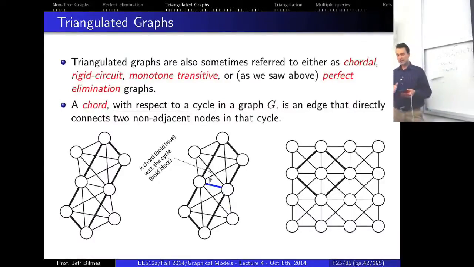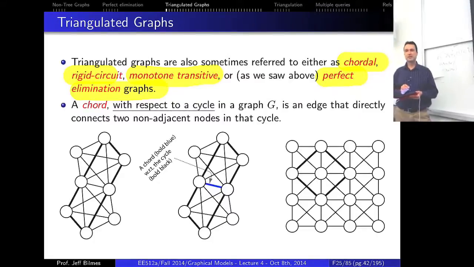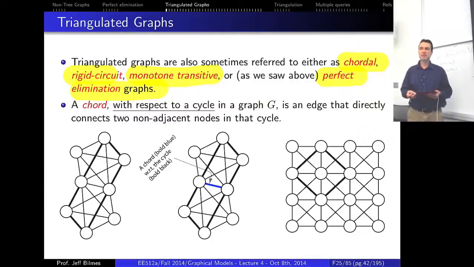Okay, so the class of graphs called triangulated graphs is really important. Triangulated graphs are sometimes referred to as chordal graphs, or rigid circuit graphs, or monotone transitive graphs, or perfect elimination graphs. And we're going to see that the graphs that have a perfect elimination order are the same. We want to understand and view them from multiple perspectives, because when we run elimination, when we do message passing on a non-tree graph, we're inevitably going to end up with one of these graphs. And so this allows us to see a very different way of characterizing these graphs.